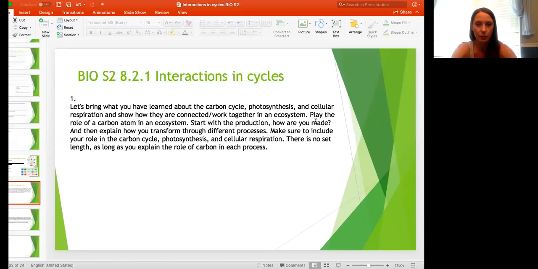And yes, of course. When I think about making modifications for students, the idea here is to meet that learning target. Can you explain this carbon cycle? Can you explain how carbon transforms? So again, you can take it as a story or you can take it as explaining the carbon cycle and the processes that go through it.